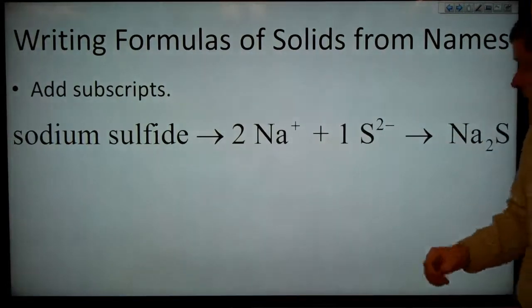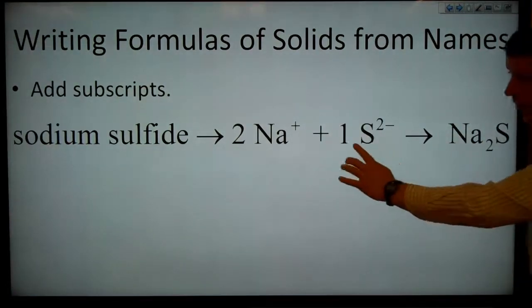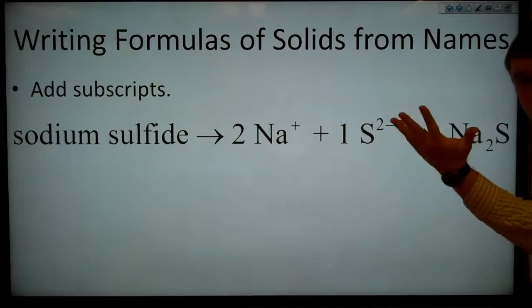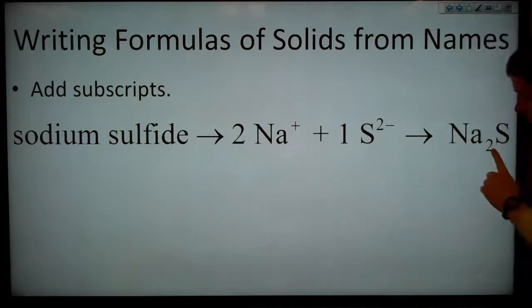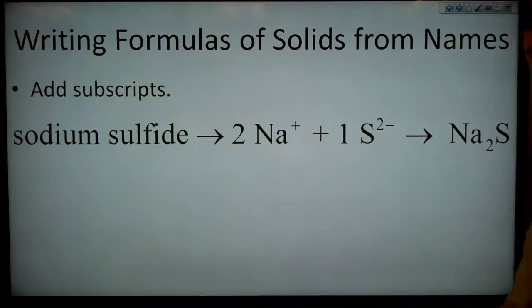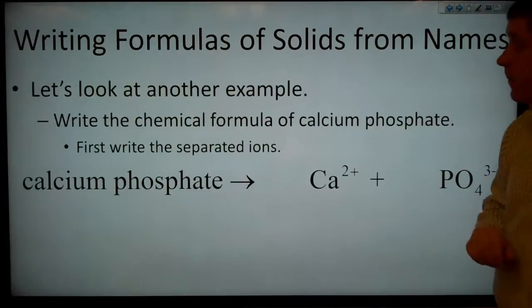Now we want to add our subscripts. So over here, we add a subscript of 1. If it's 1, we don't need to write it. And a subscript of 2. So add a 2 as a subscript to sodium, and we write nothing for the sulfide.